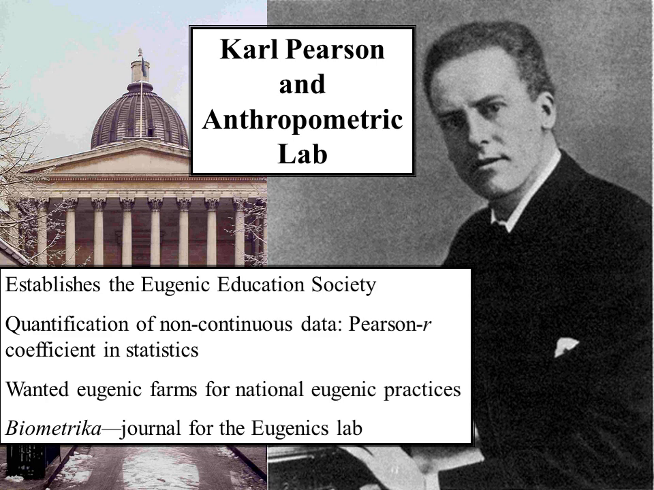He also started a journal called Biometrika, which was a journal for the eugenics lab, and essentially it published articles based on the measurements of particular people, or which statistical methods were best for measuring human characteristics and things like that. So it was essentially to spread the ideals of the Eugenic Education Society, and he had graduate students and other people working on articles for this particular journal.